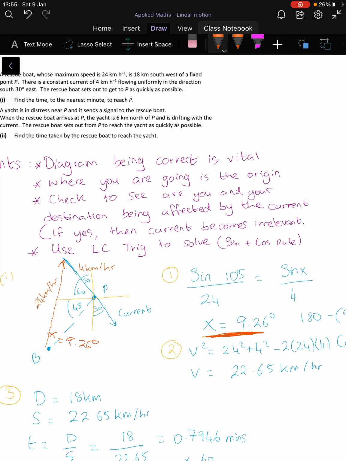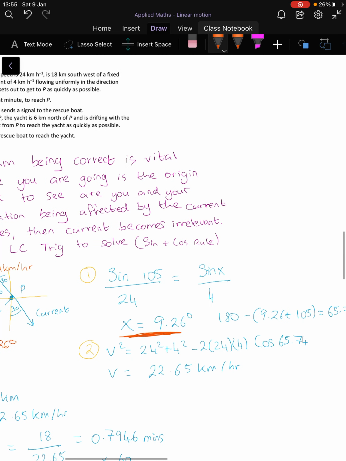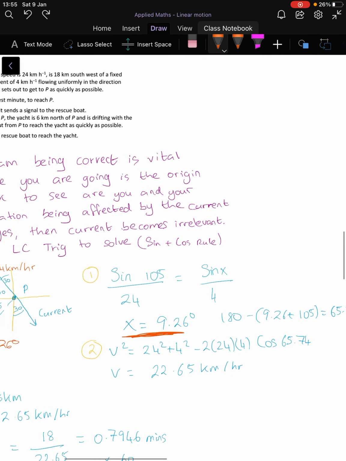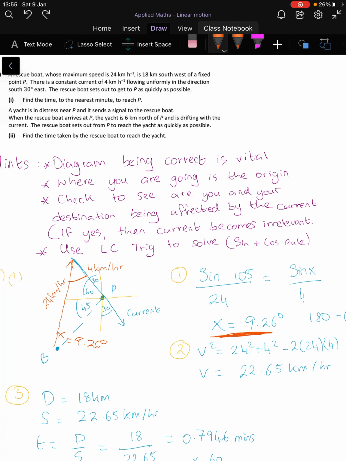Okay, that means I can now also find this angle by just taking away from 180, and I get 65.74. So in here goes 65.74 degrees. Now I have all that information. Really what I want to find is the speed of this here. I'm going to call that V.